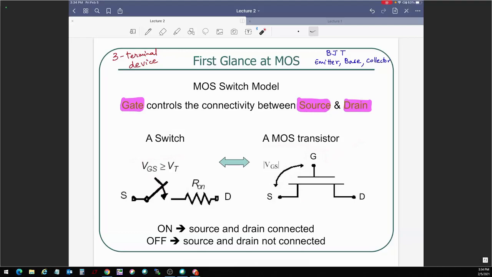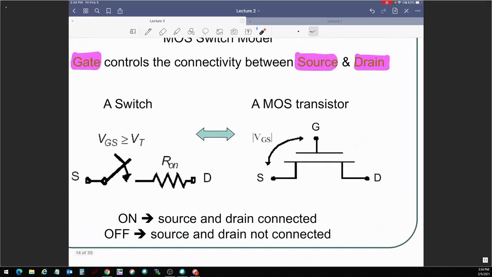So let us draw these states in simple diagrams. So when you have VGS, the voltage that you apply at the gate terminal with respect to the source, if it is greater than or equal to some threshold voltage Vt, then the source terminal over here will be connected. I'm ignoring the on resistance here, but it will be connected to the drain terminal.